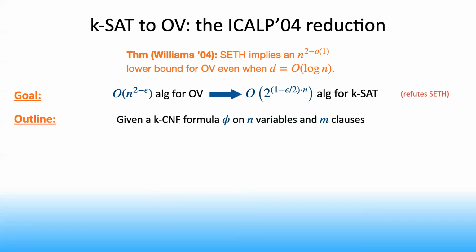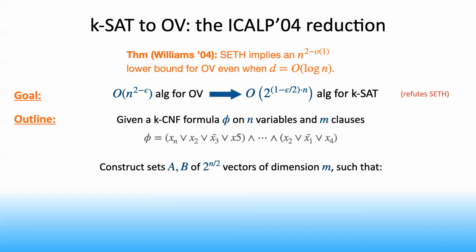And so here's the outline of the proof. Suppose we were given a KCNF formula phi on n variables and m clauses. Here's what the formula phi might look like. The reduction constructs two sets of vectors, A and B, each containing 2 to the n over 2 vectors, and their dimension is m. The dimension is the number of clauses in the input formula. And they have the property that there exists a pair of orthogonal vectors if and only if phi is satisfiable.